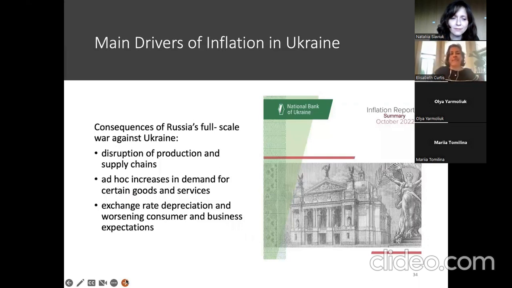So here are your sources of inflation. These are things that you know very well. Because of the war, that's largely what you're fighting now on so many different levels. You have disruptions of production and supply chains. You also have, this is from the bank's website, from NBU, they note very importantly something different than in the US.